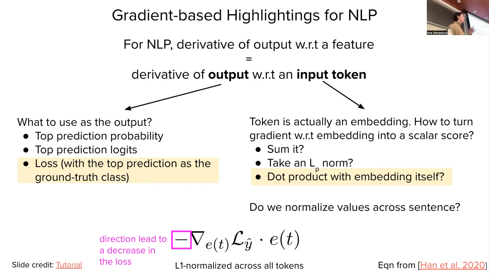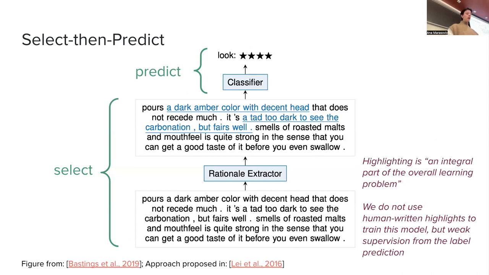So gradient-based highlighting is an example of a post hoc method, where you have a trained model, and once it's trained, you deploy this method to say something about why it makes a prediction. The gradients are applied after you have trained the model. And there are different techniques where these interpretability mechanisms are designed to be inherent to the model itself.